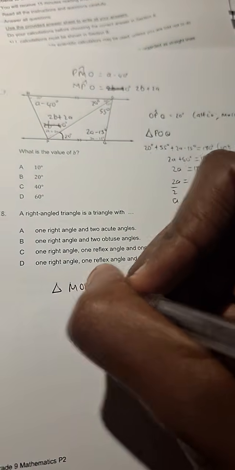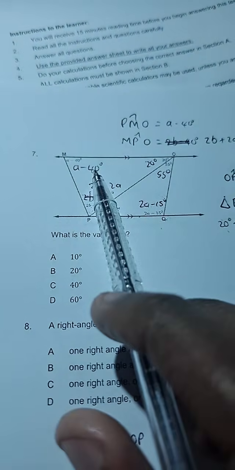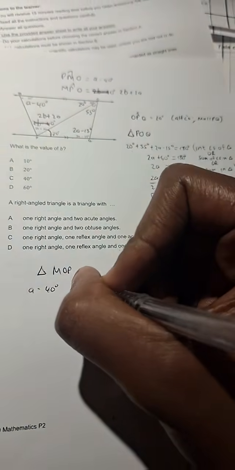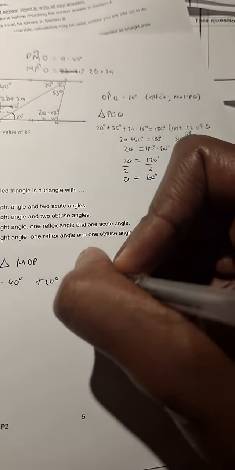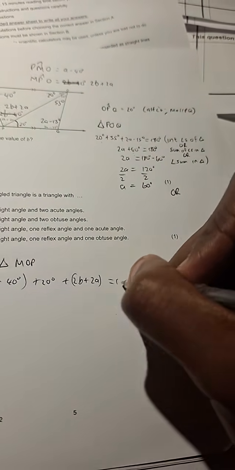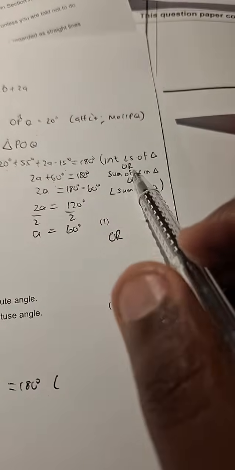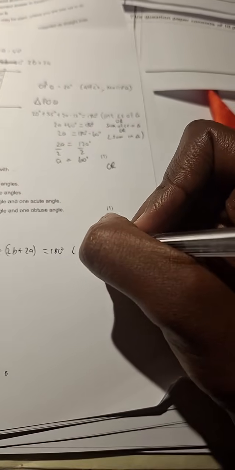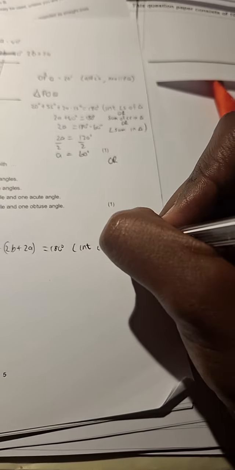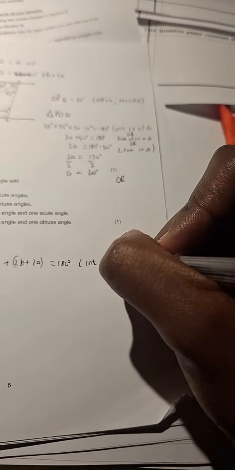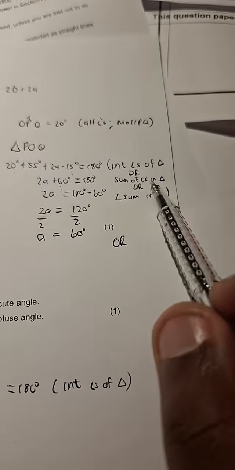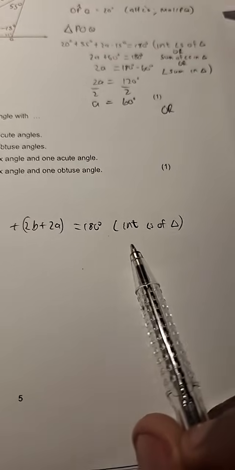Triangle MOP. Now we can go to that triangle MOP. I identify the triangle. There, I can say what? A minus 40 degrees plus 20 degrees plus 2B plus 2A is equal to what? 180 degrees. What's the reason? Once again, I said there's one of three you can use. So I've chosen my choice. I love interior angles of a triangle. You can use any one of these three: sum of angles in a triangle, or angle sum in a triangle. I love this one.